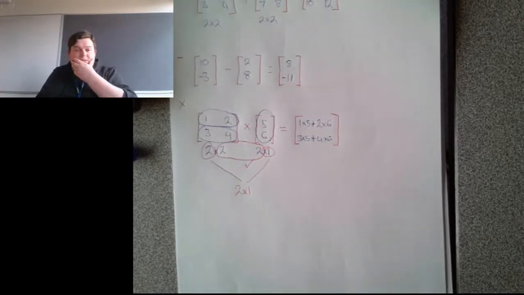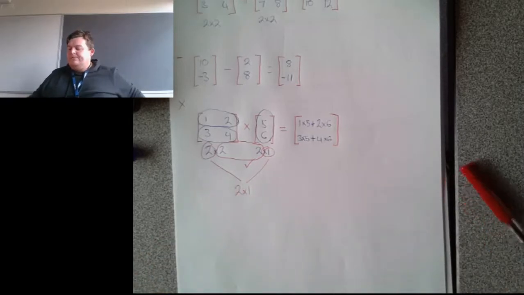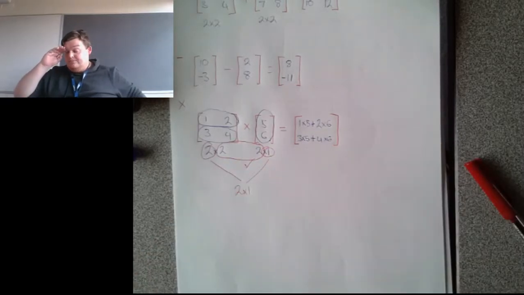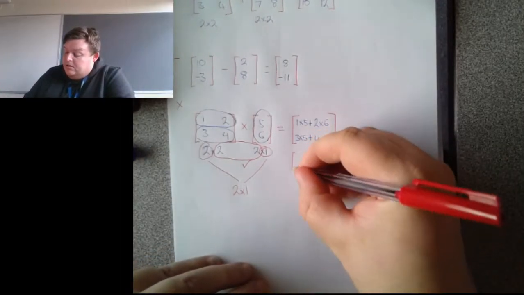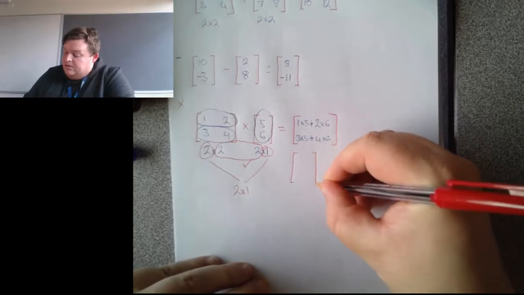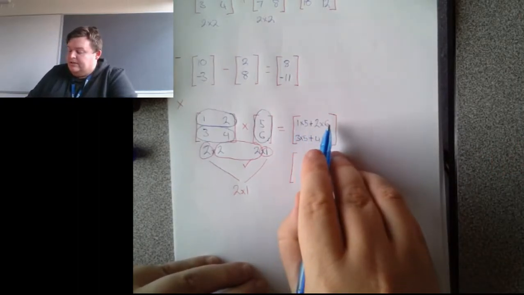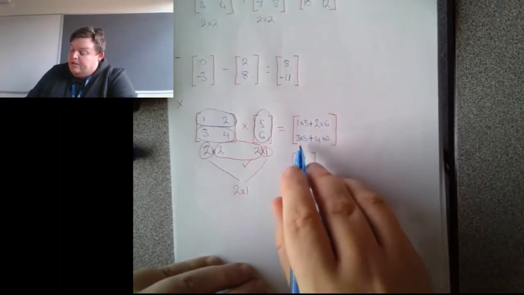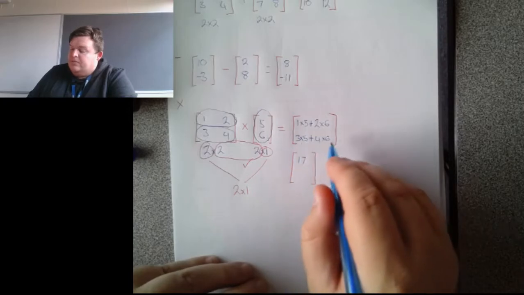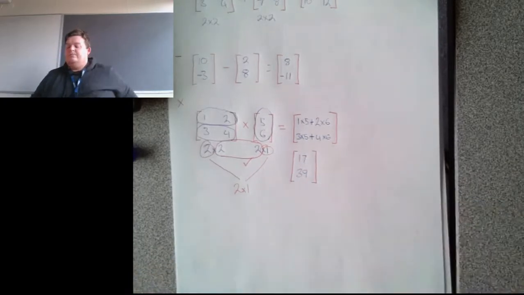It's important you know this process because on the exam they tend to ask you some finicky questions about why the process hasn't worked. It's important you know all this stuff. Now I'm just going to simplify this matrix to make it a bit tidier. So 1 times 5 is 5, plus 2 times 6 is 12, so 12 plus 5 is 17. 3 times 5 is 15, plus 4 times 6 is 24, which means that's 39 plus together.